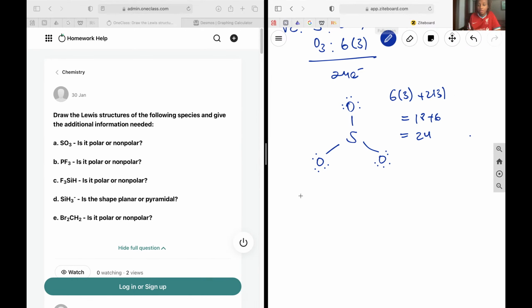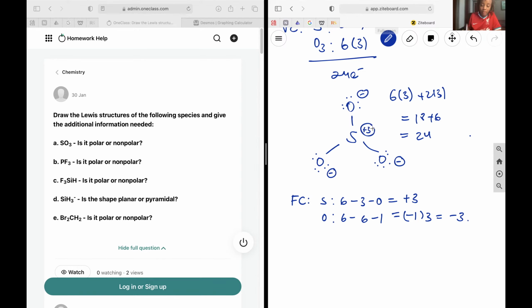Now let me check on my formal charge. On the sulfur, I will have 6 minus 3 minus 0. So that gives me a large formal charge of plus 3. On each of the oxygens, I will have 6 minus 6 minus 1, giving me minus 1. But then I have 3 oxygens, so that gives me a minus 3 charge in total. So I have minus, minus, minus, plus 3. The net does add up to what it's supposed to be, which is 0.